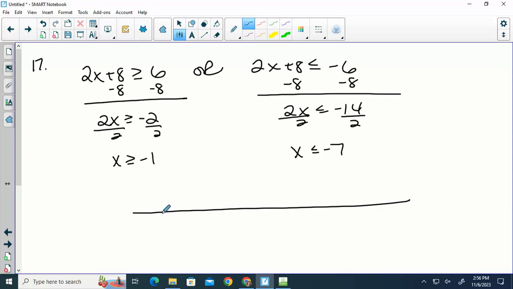So let me graph this. Less than or equal to -7 would be a closed circle at -7 going to the left. Greater than or equal to -1 is a closed circle at -1 going to the right. So the or is an or, two separate pieces when we graph it.